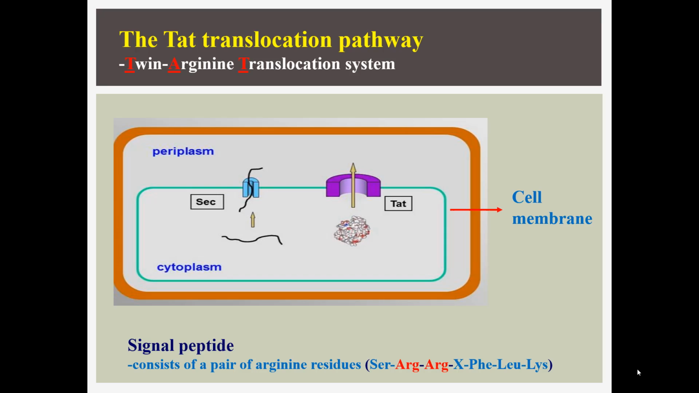Both of these systems are universal in bacteria and archaea. So the TAT system is dedicated to the transport of folded proteins in or across the plasma membrane. Just like the SEC system, the TAT system is located in the plasma membrane. The system is called TAT because the transported proteins contain a short signal with a pair of arginine residues. TAT actually stands for twin arginine translocation.